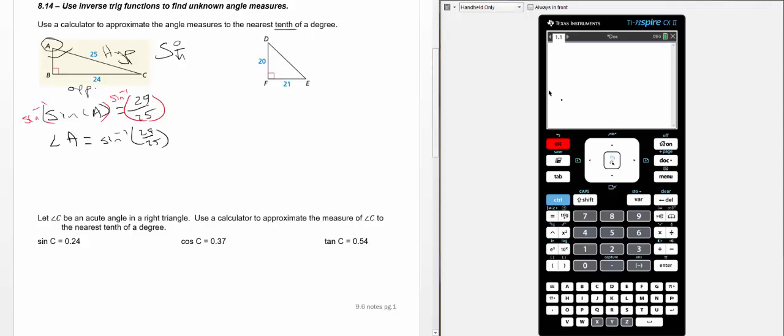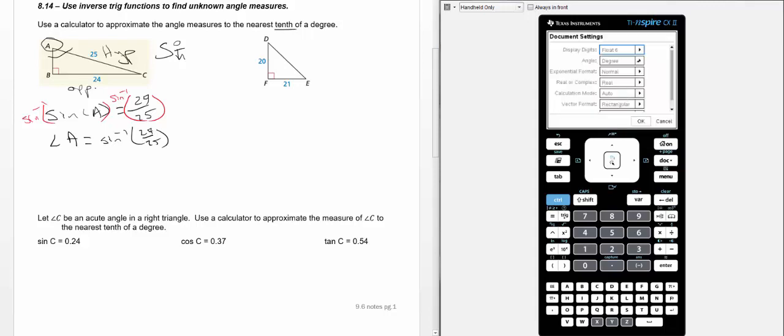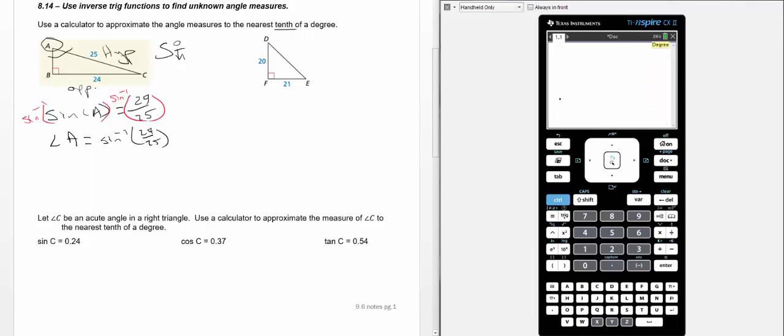On my calculator, the inverse sine button is in the same place as the sine, with the trig functions. You need to be in degree mode in order for this inverse sine to spit out an answer in degrees. If you're not in degree mode, you can get there by hitting doc, then settings, then document settings, and making sure your angle is reading degrees. You can tell because there's DEG in the top right-hand corner.